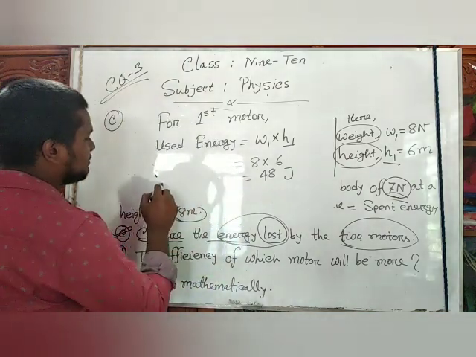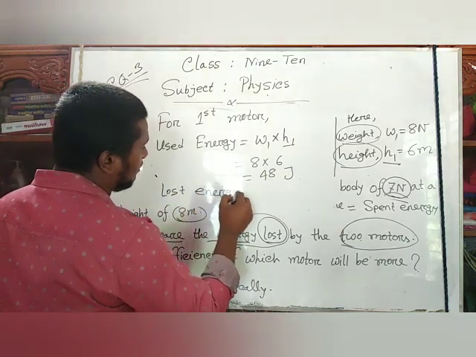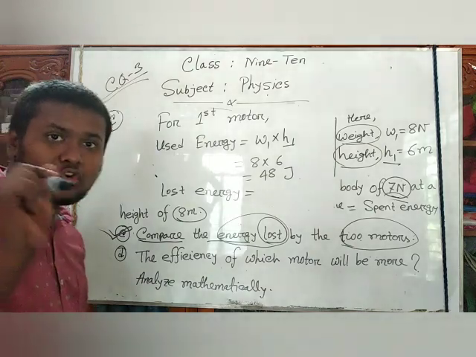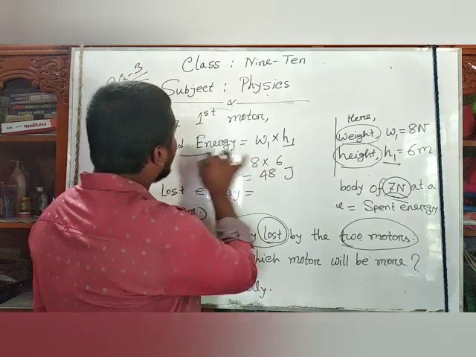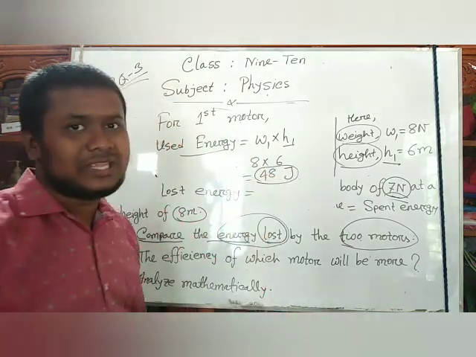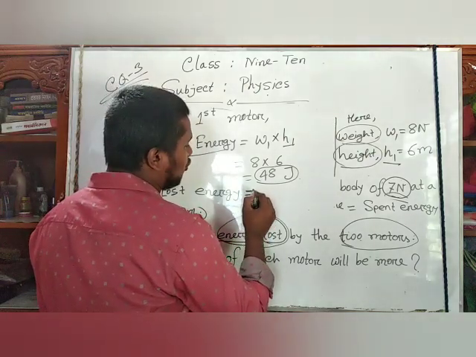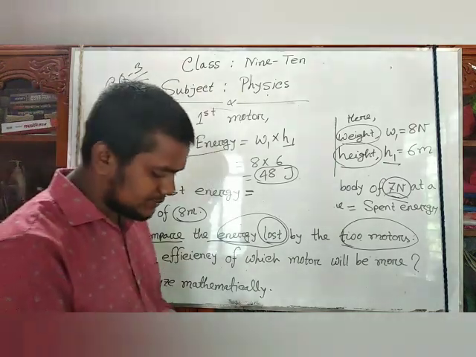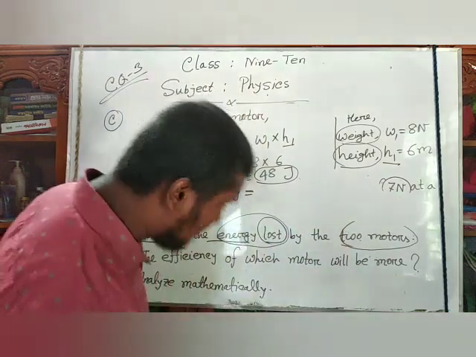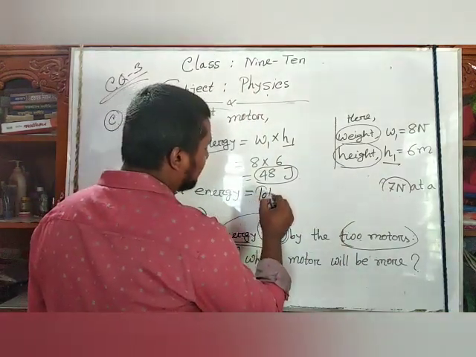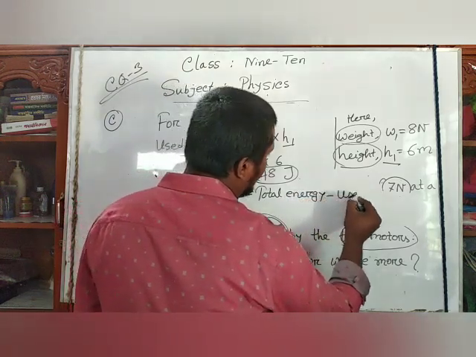Now we find out the lost energy for the first motor. How do we get it? Dear students, the total energy is 70 joule. If we subtract the used energy, that means 48 joule, then we get the lost energy. That means lost energy is equal to total energy minus used energy.